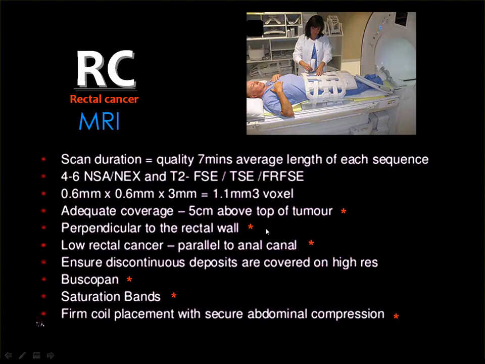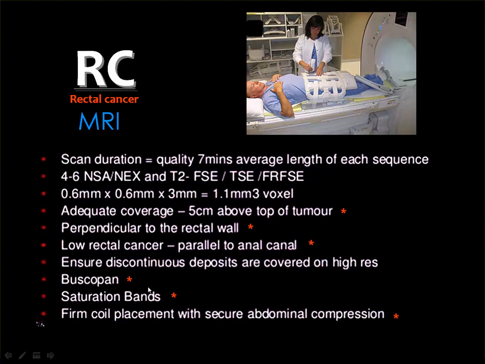There are certain points other than the pulse sequences, the voxel size, the number of NEX, and the matrix, but there should be adequate coverage of the site of the tumor, including 5 centimeters above the top of the tumor. The scan should be perpendicular to the rectal wall, as I will explain. In cases of low rectal cancer, the scans are parallel to the anal canal.